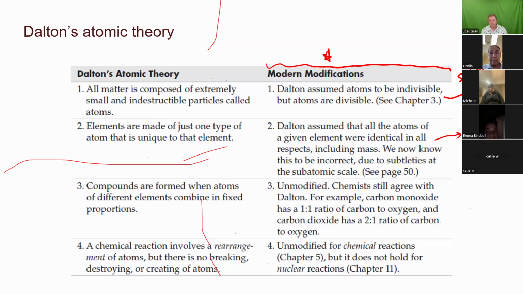Atoms are the same way. A hydrogen atom might have some variation, or different isotopes of hydrogen have slightly different masses. Now, the third part of Dalton's atomic theory is that compounds are formed when atoms of different elements combine in fixed proportions. So this is really kind of a consensus. This is still agreed upon.